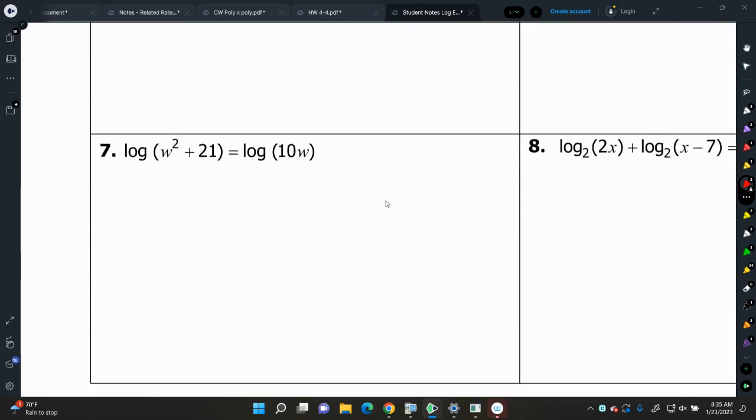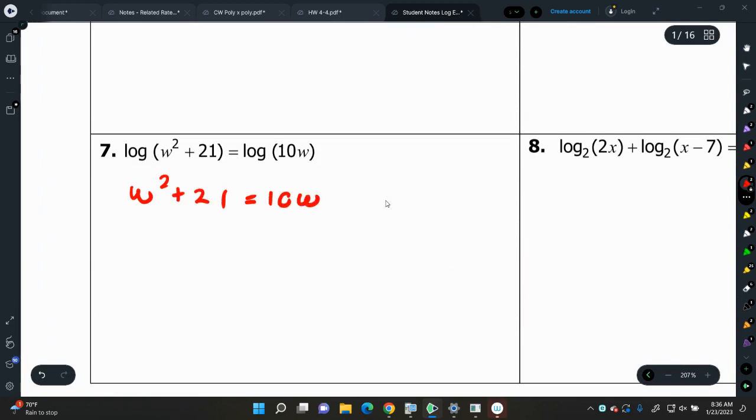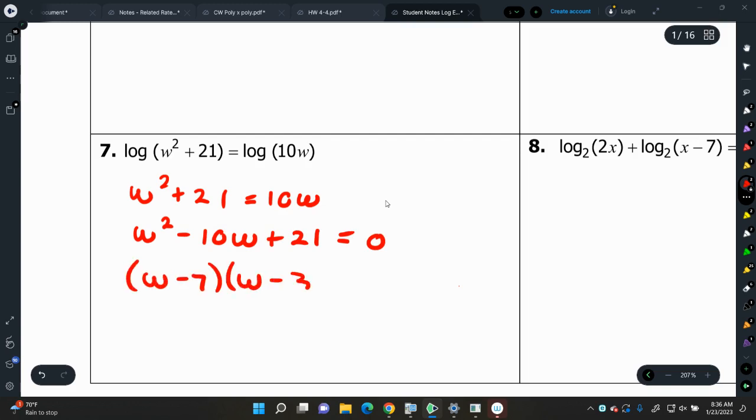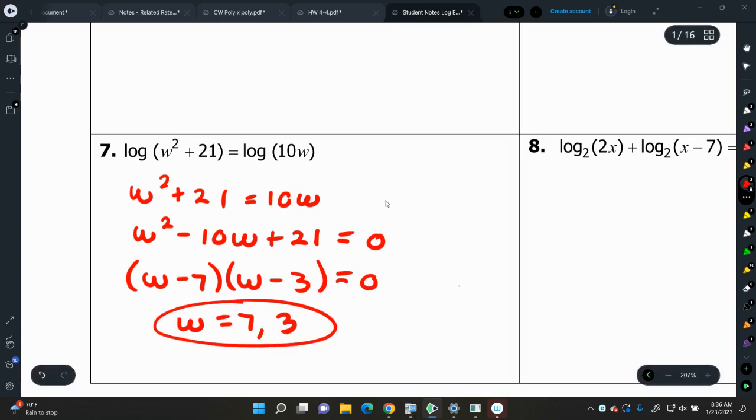Number 7. W squared plus 21 equals 10w. So what do we do to solve this? Right, it's quadratic. So we're going to move it over. So then we can factor this as w minus 7 times w minus 3. So w equals 7 or 3, and both of those are acceptable answers. So we're good.